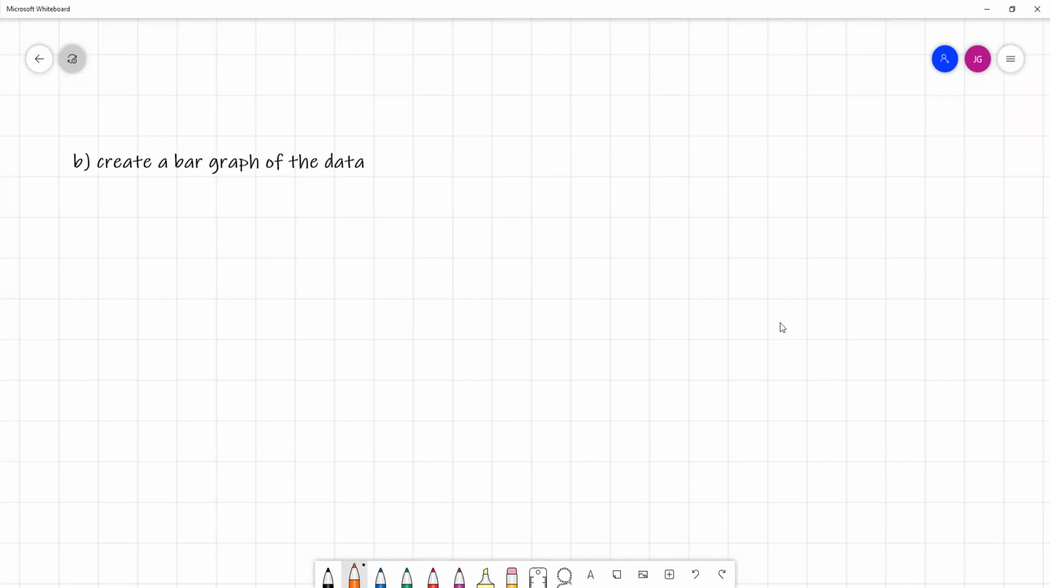There are a couple of things we need to make sure we're including in our bar graph, and I'll write them out here. We're going to make sure we have a title. We need a scaling on our vertical axis. We need axis labels, labeling both the vertical and horizontal axis. And then we're going to make sure that the bars in our bar graph don't touch.